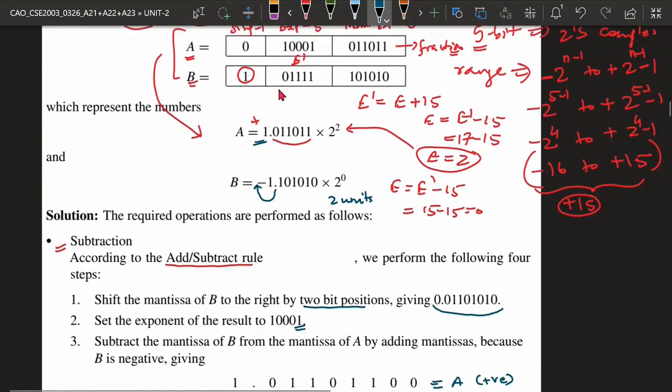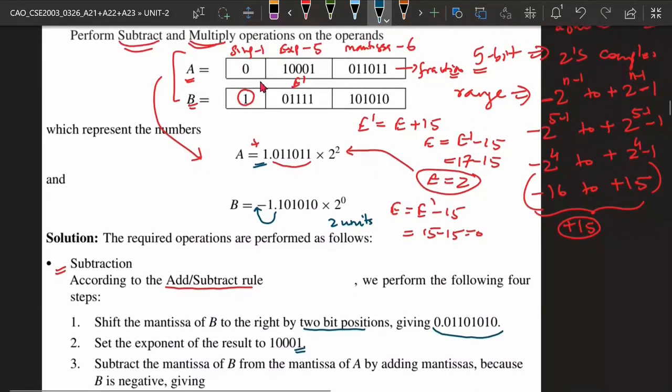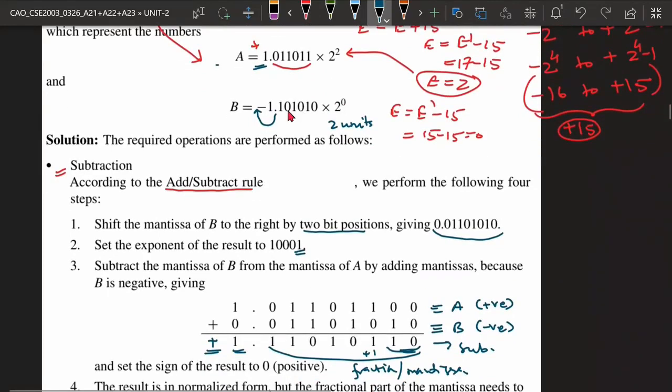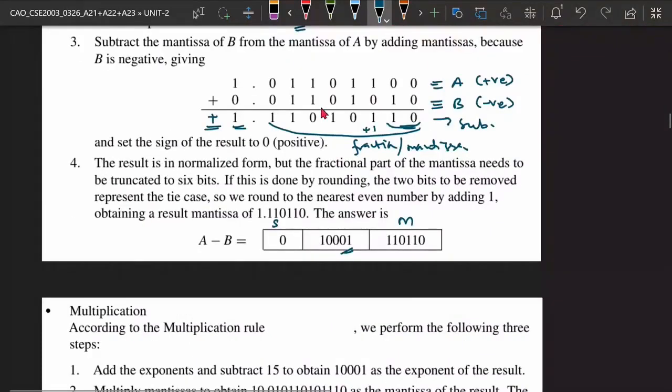If the floating point representations of the numbers A and B are given, we need to convert them into scientific form. After the scientific form conversion, we need to equate the exponents. For equating the exponents, we shift the binary point of the smaller number to the left side. This is the higher number, this is the smaller number. Once the exponents are equal, we do the operation, either addition or subtraction. After that, we need to normalize.